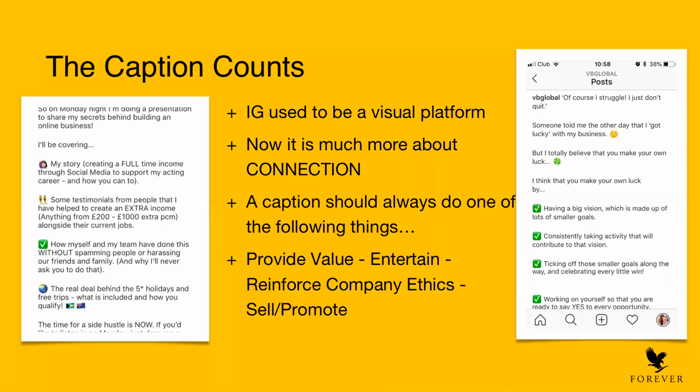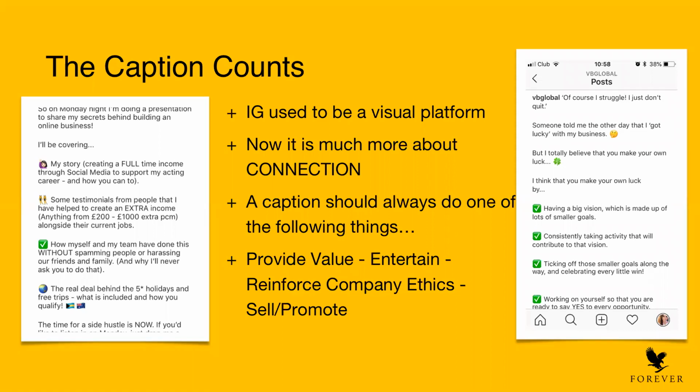And a caption should always do one of the following things. We want to either provide value, entertain, reinforce company ethics, or sell and promote our products. So what I would recommend is when you're creating your categories for things to be posting on your grid, that you also see where you can be putting these captions in. Now, I tend to provide value by giving information about how people could use Instagram, about motivational techniques and videos that I've watched, how I organize my day working from home.